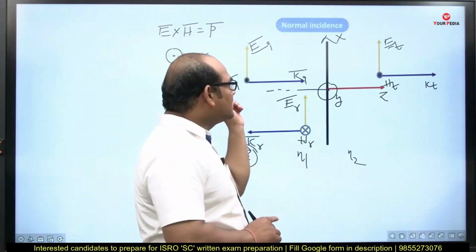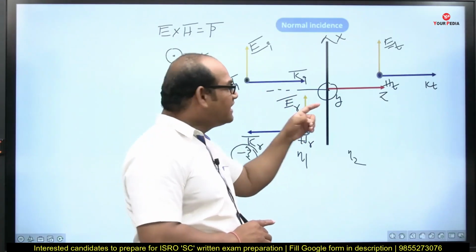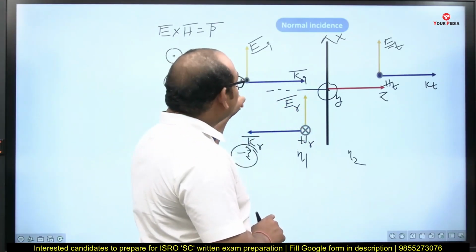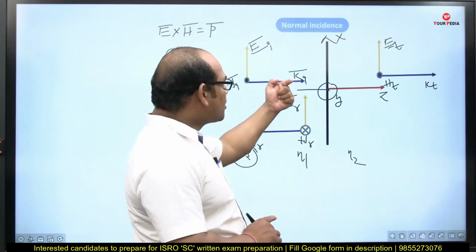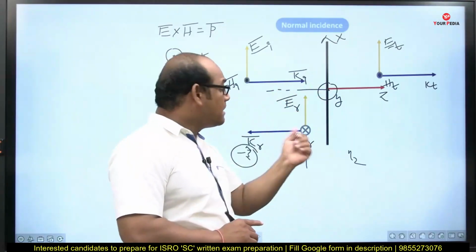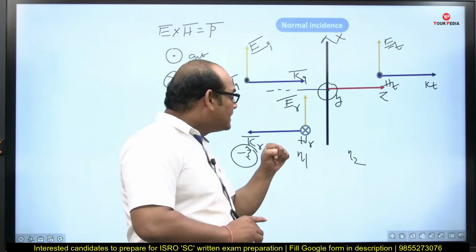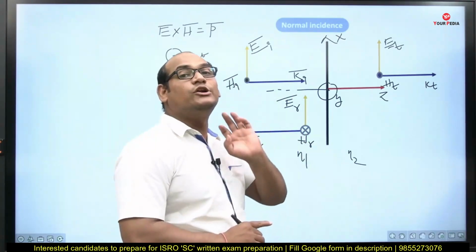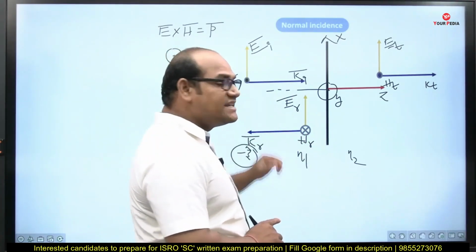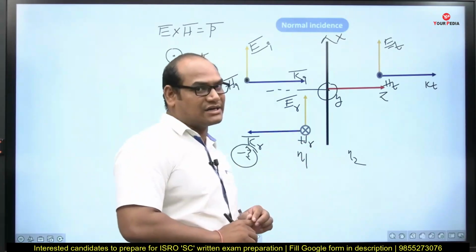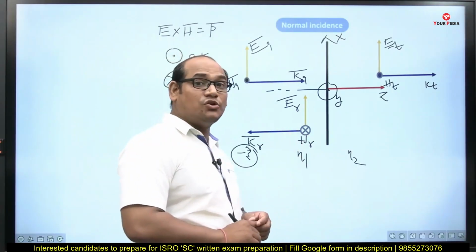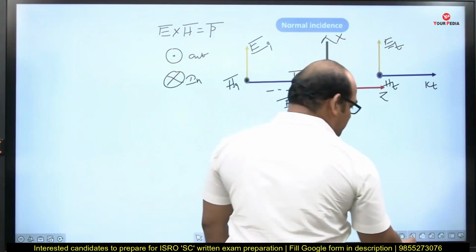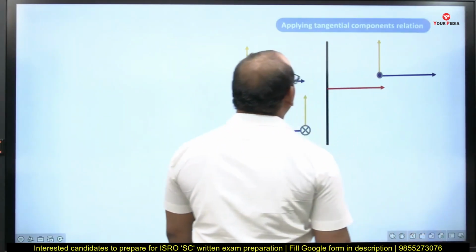but the magnetic field representations of the incident wave and reflected wave are in reverse directions. While it is incident, it is in the positive y direction, coming out of the screen. But whenever it is reflecting back, it is going into the board, that means the negative y direction. So there is a change in the incident magnetic field and reflected magnetic field. You need to understand this normal incidence very carefully.